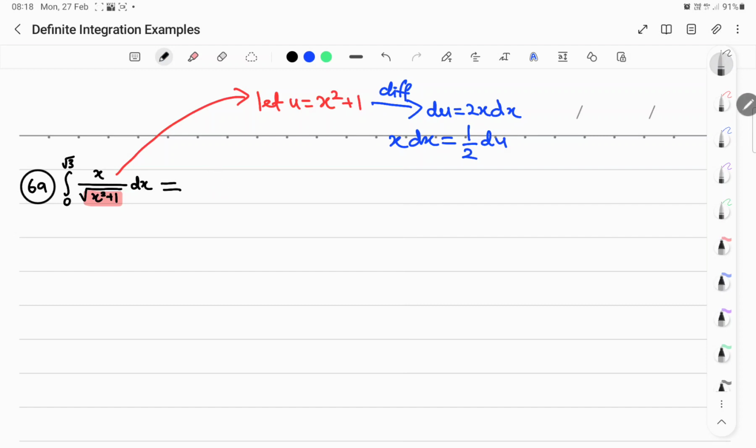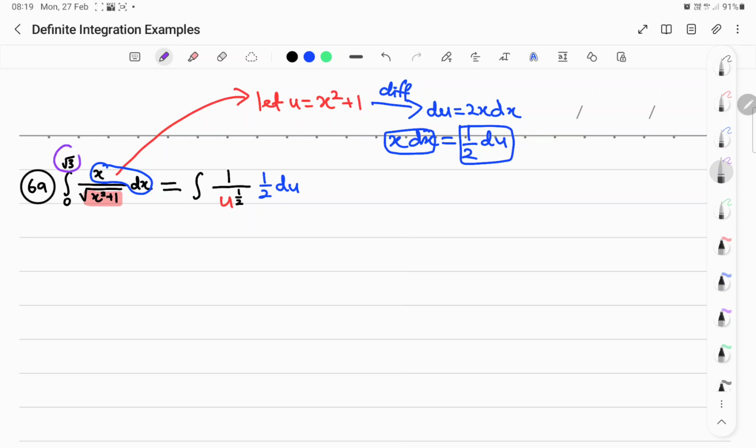Since we already replaced the one down there by u, it becomes u square root. But I change the square root to become a power of 1 over 2. Now next, we can replace this x dx, this one as well, to equal 1 over 2 du. So 1 over 2 du over here. Now what's over here? It's 1. Then we have the integration sign over here.